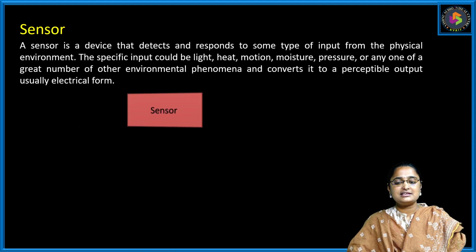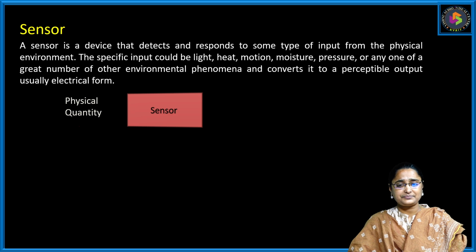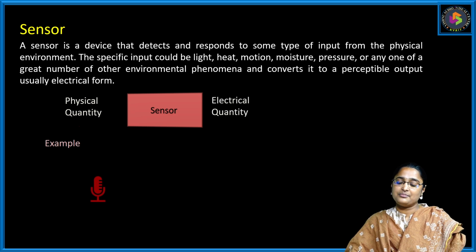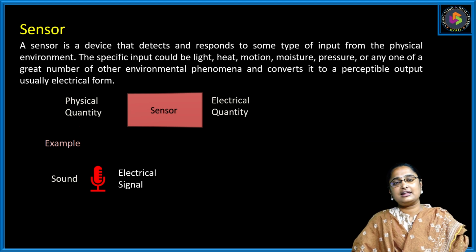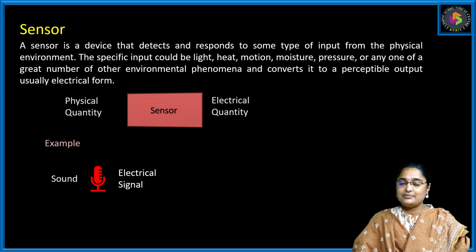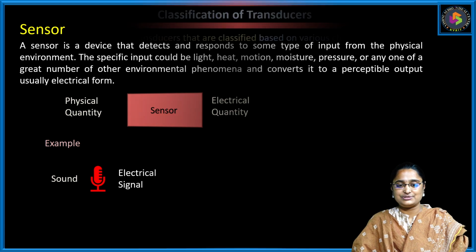For this, we can take the example of a microphone. A microphone takes in sound, which is a physical phenomenon, right? Sound is a physical quantity, and it is converted into an electrical signal. So this is how a sensor works. But a transducer converts one form into another form. It is not mandatory that an electrical signal has to be produced as the output of a transducer.